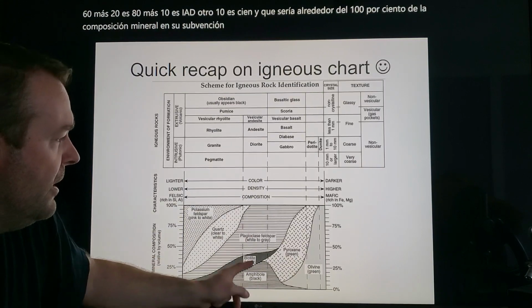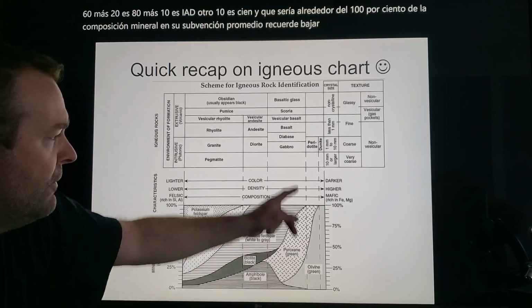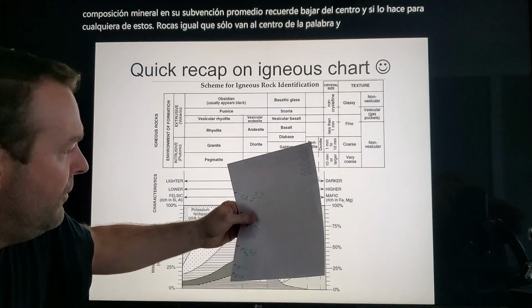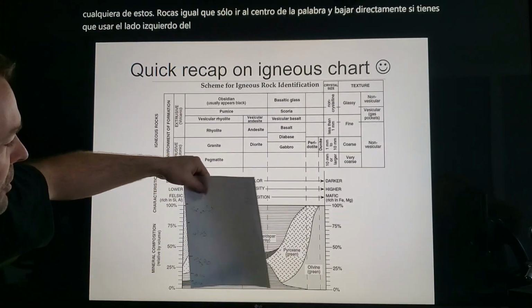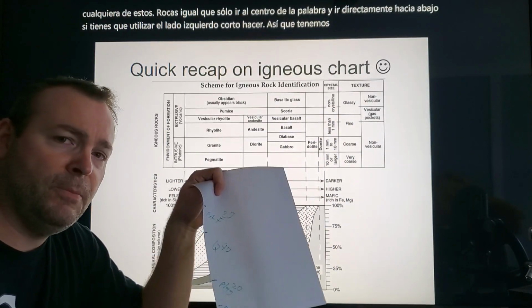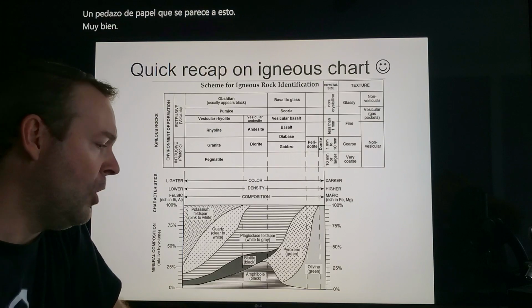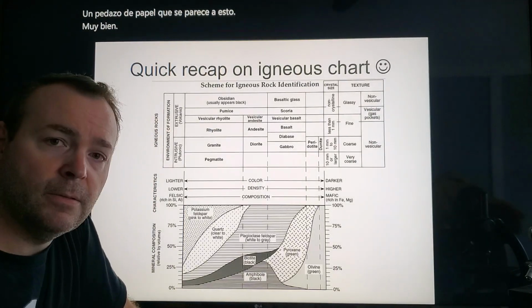And you could do that for any of these rocks, same method, just go to the center of the word and go straight down. If you got to use the right side of the chart, do so. If you got to use the left side of the chart, do so. But always start with your scrap piece of paper that looks something like this. All right? Hopefully that cleared up any questions on that.